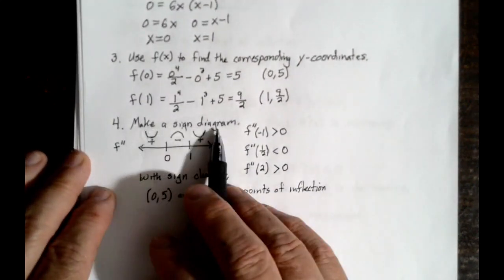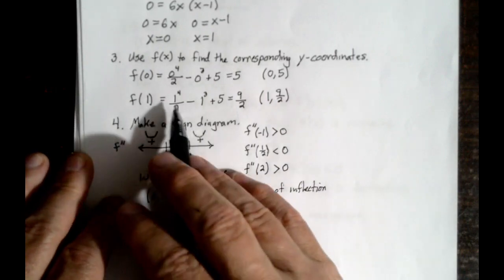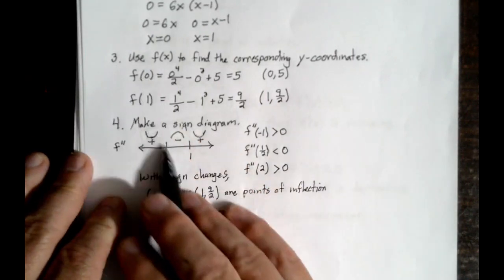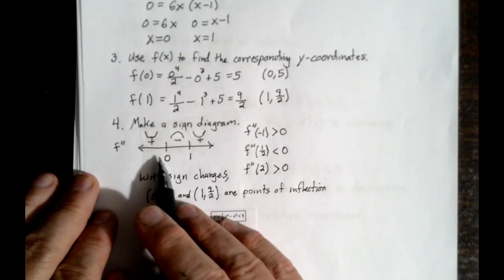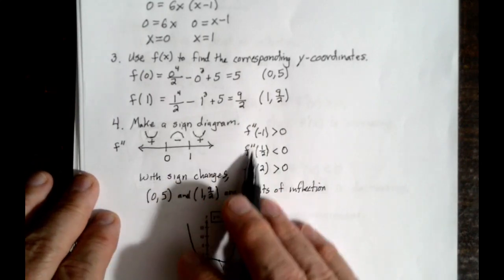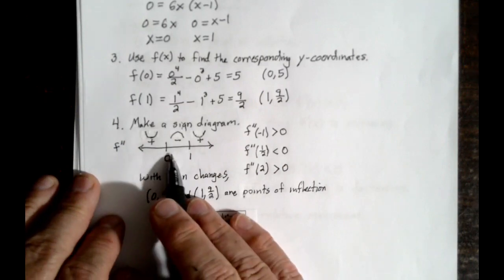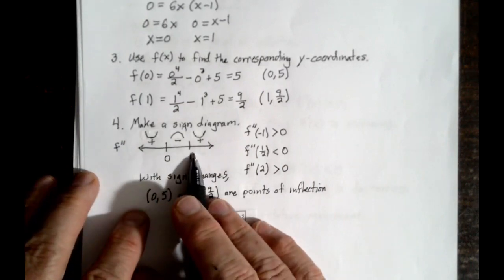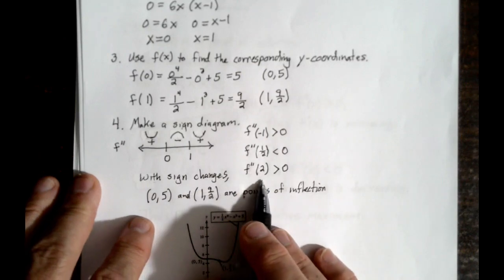So you make a sign diagram just like we did with the first derivative test. You divide it up based on your x values that you just found, and you check a number in each region with the second derivative. So you plug in a number less than 0, plug in a number between 0 and 1, then plug in a number greater than 1. So I picked -1, positive 1/2, and positive 2.